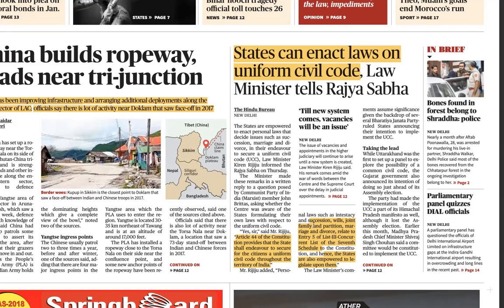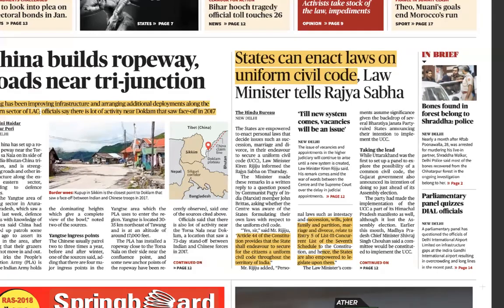And subjects such as succession, wills, joint family and partition, marriage and divorce are covered in entry 5 of List 3, that is the concurrent list of the 7th Schedule, and that's why the states are empowered to legislate upon such subjects under the uniform civil code. Then moving ahead.